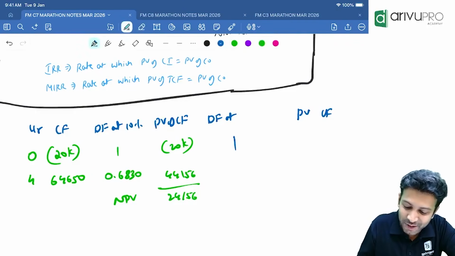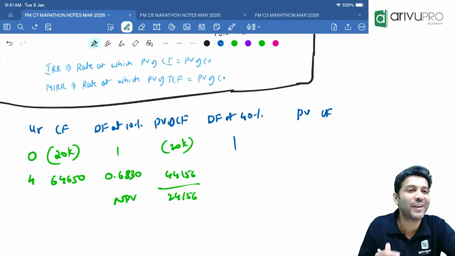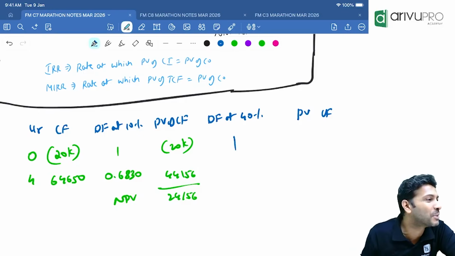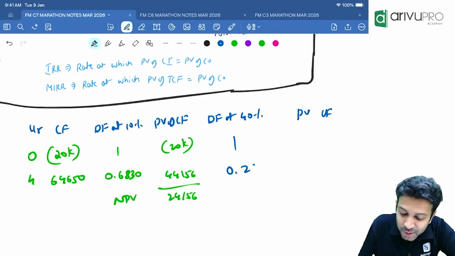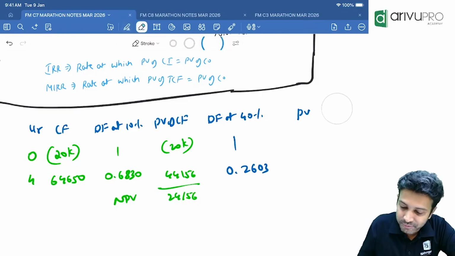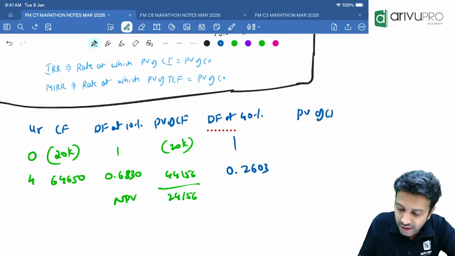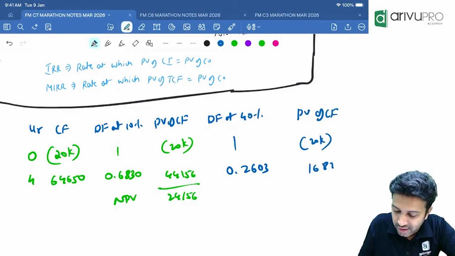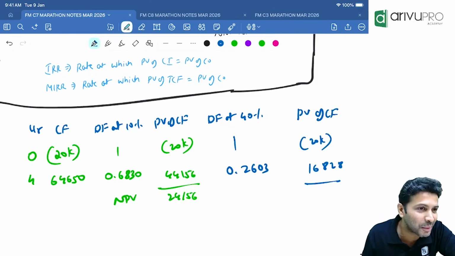Now again, if you get a negative, no problem, we'll take 40, no issues. 1 divided by 1.4, press equals button 4 times. 2603. Present value of cash flow, how much are you going to get, people? This is negative 20,000, this is 16,828. Finally we got a negative number.